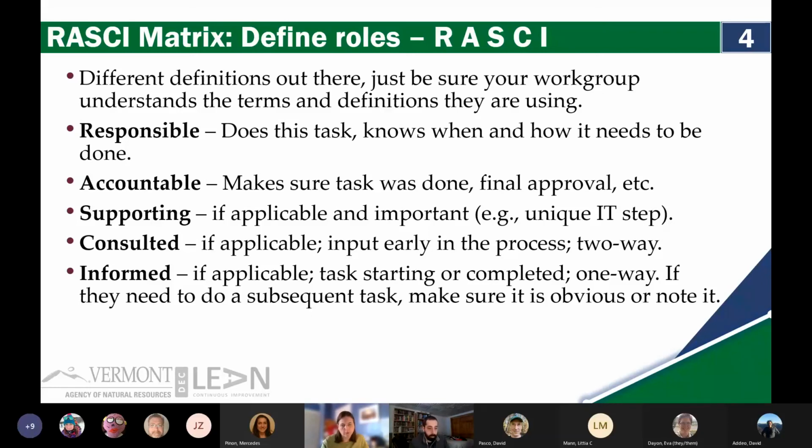And then the role of being informed is just, you only need it if applicable. And that may happen when a task is starting or when it's being completed, and that's more of a one-way. So if they need to do a subsequent task, you make sure that they know what that is. You're not informing them just for the sake of informing. Usually it somehow affects their work.